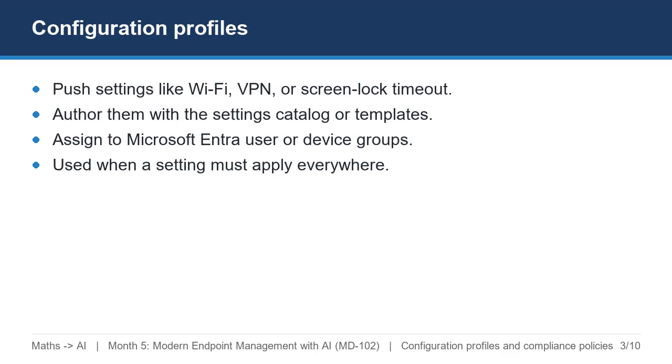When you need a setting applied everywhere, you create a configuration profile. These push settings such as a Wi-Fi profile, a VPN connection, or a screen lock timeout. You author them with the settings catalog, which is a searchable list of thousands of individual settings, or with pre-built templates for common scenarios. Then you assign the profile to Microsoft Entra groups of users or devices, just like apps.